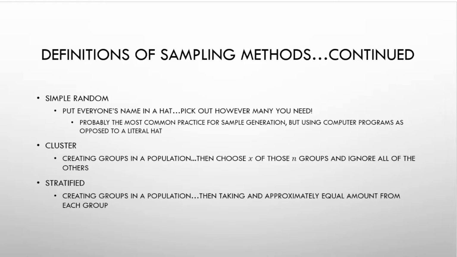All right, these two. These are the most often confused sampling methods on the planet. The one thing that makes them both stand out from the rest of the group here is that they involve creating groups prior to sampling. Each of the other ones has a set methodology for how you're going to get your sample. These two involve groups. So for our first one, cluster: creating groups in a population, then choose X of those N groups and ignore all the others.